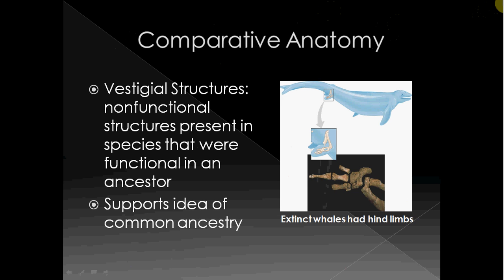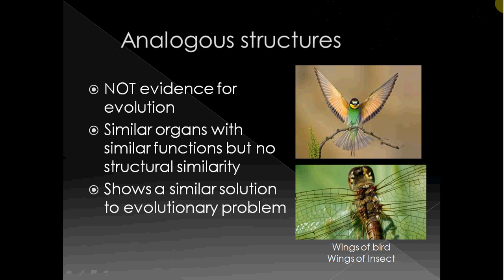Vestigial structures are non-functional structures present in a species that were functional in an ancestor, and this also supports the idea of common ancestry and thus evolution. And finally, analogous structures are similar organs with similar functions, but no structural similarity. For example, the wings of a bird and the wings of an insect. This shows a similar solution to an evolutionary problem. Both of these organs allow the animal to fly, but it by no means is evidence for evolution.